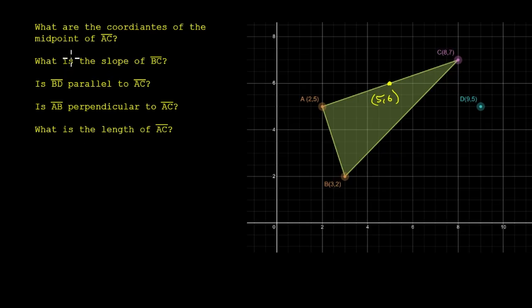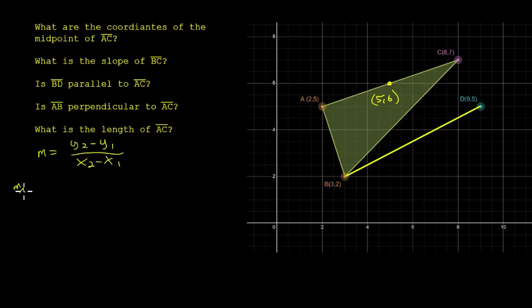From there, you'll notice the next three involve slope: the slope of BC, is BD parallel to AC, is AB perpendicular to AC, all of that. So first, we are going to draw a line from B to D, and now we're going to calculate all of these slopes. So remember, a slope is y2 minus y1 over x2 minus x1. So let's start with AC.